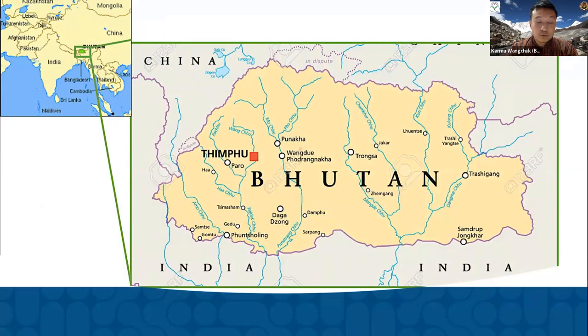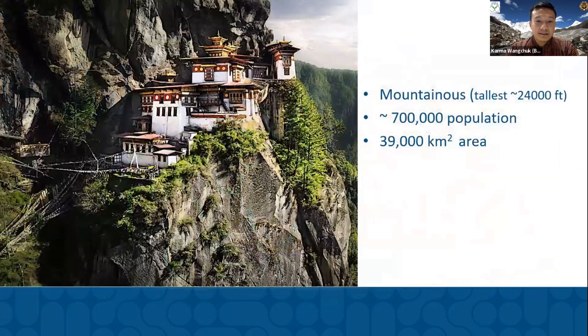It's landlocked, so water is mostly fresh water and inland. We have four major river basins, as you can see on the map. So the entire country is pretty much up in the mountains. We're about 700,000 in population and 39,000 square kilometers in total area.